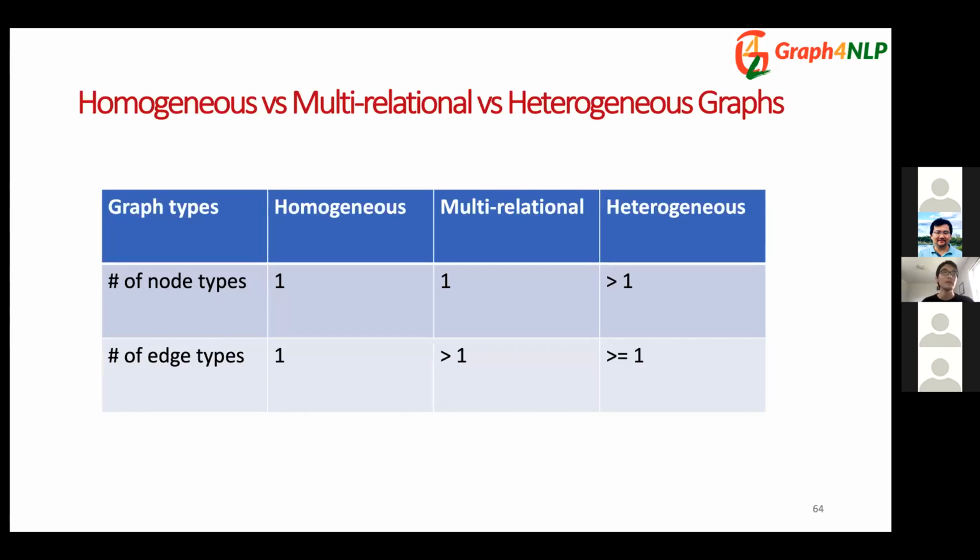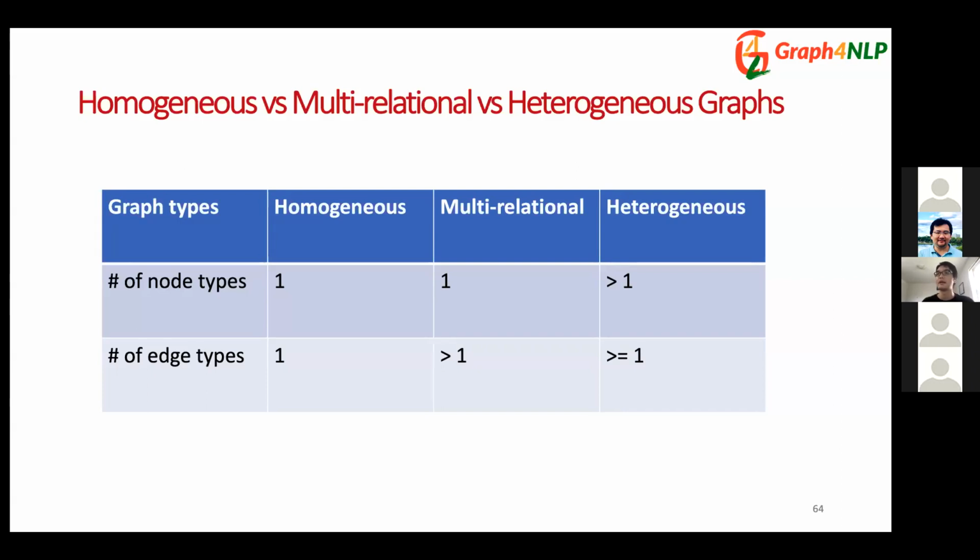Typically we can categorize graphs into three types. One is a homogeneous graph, which contains only a single node type and a single edge type, which is quite simple. The multi-relational graph is a class of graphs which contain more than one edge type, and only a single node type. And a heterogeneous graph is a class of graphs which can have more than one node type.